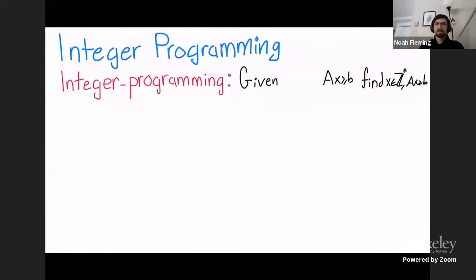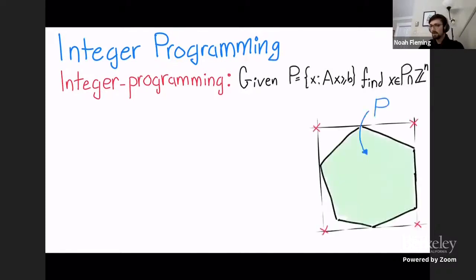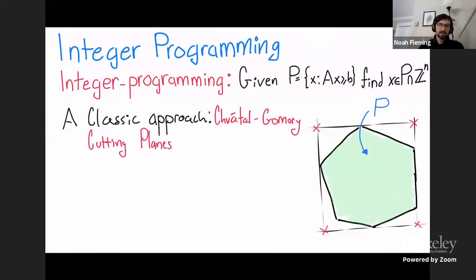So what's integer programming? Here you're given a system of linear inequalities, and you're asked to find some integer solution to them. And because they're linear inequalities, we can view them as a polytope. The problem becomes: given a polytope, find an integer point in it. A classic way to solve this problem is these Chvátal-Gomory cutting planes.